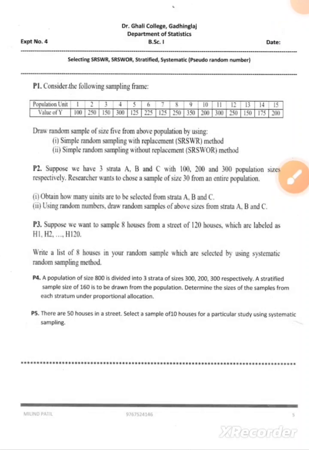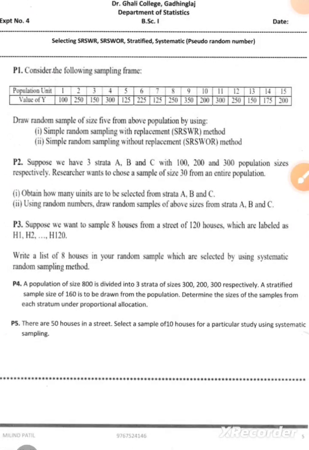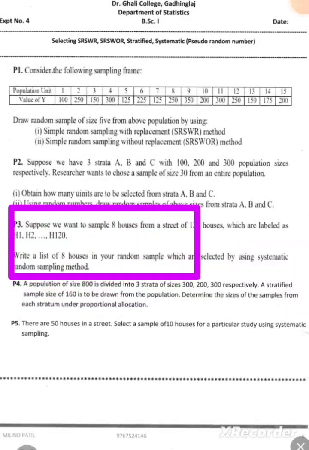Now, in this session, we will discuss how to draw a systematic random sample. This is example question number 3, and it is related to the systematic sampling technique. Suppose we want to sample 8 houses from a street of 120 houses, which are labeled as H1, H2 up to H120. Write a list of 8 houses in your random sample which are selected by using the systematic random sampling method.